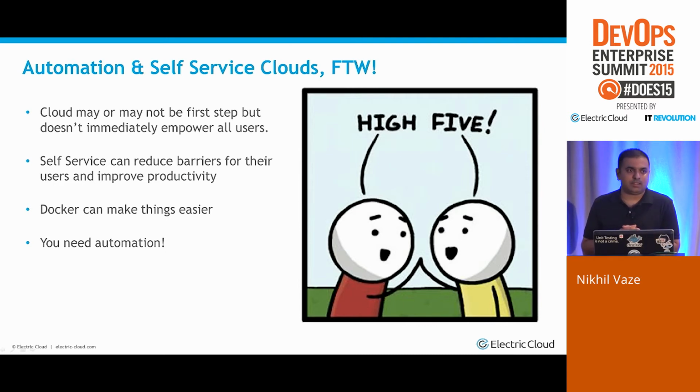What I would say is the self-service aspect, or creating a portal to help your users install their software, be shown what their usage is or what the cost would be, is certainly something that can help you go from code all the way to production faster. Docker, of course, makes things easier. And the last one is this is only possible if you have automation.